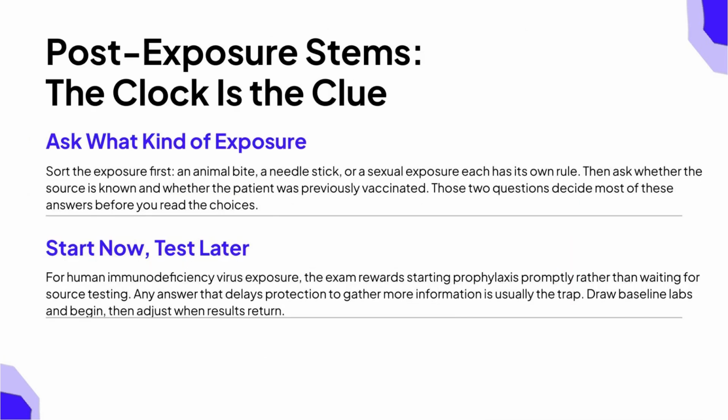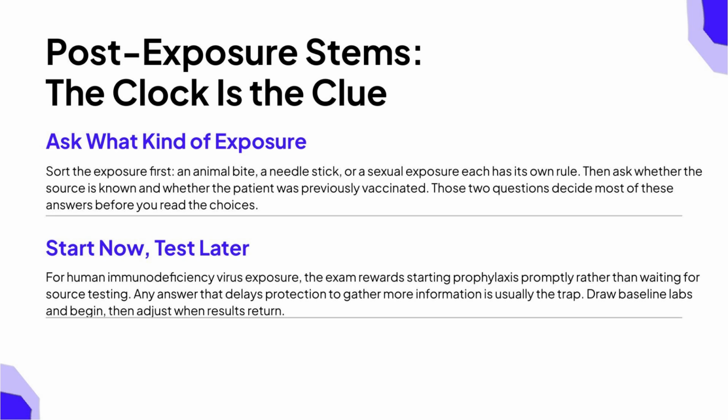Let us look at post-exposure stems as a group, because they share a skeleton. First, ask what kind of exposure this is. An animal bite, a needle stick, and a sexual exposure each have their own rule, so sort the exposure first. Then ask 2 questions. Is the source known, and was the patient previously vaccinated? Those decide most of these answers before you read the choices.